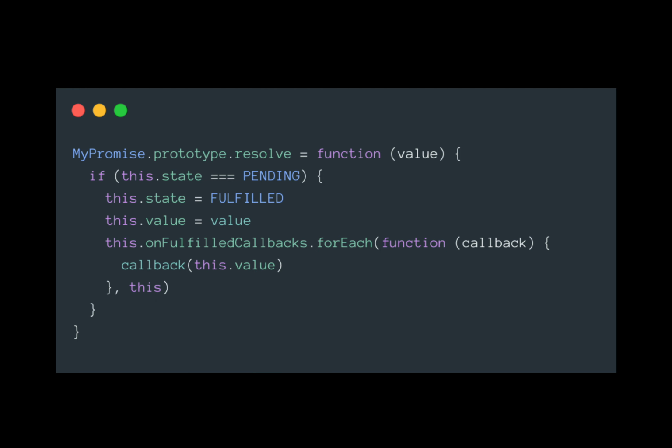When the executor function is invoked with resolve, the promise transitions into the fulfilled state. It sets the resolve value and triggers all unfulfilled callbacks. This process ensures that the promises are fulfilled and any attached callbacks are executed.